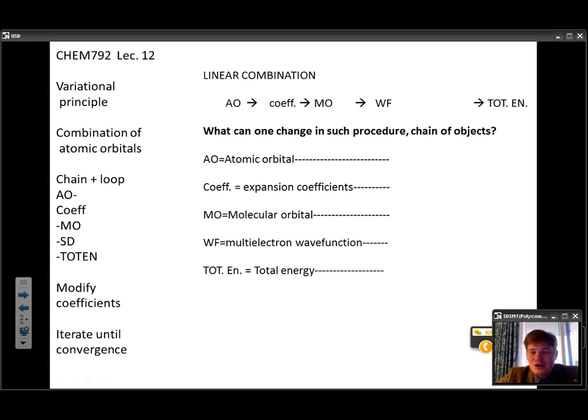And here, let me ask you a little question. Please try to answer out loud, or write down your guess in your notebook, or let's analyze together. In this list, atomic orbitals, coefficients, molecular orbitals, wave functions, and total energy, what can we change as humans, or what can a computer that serves us change, in order to minimize the total energy? Please do not hesitate. Can we change atomic orbitals? What do you think? Probably not.